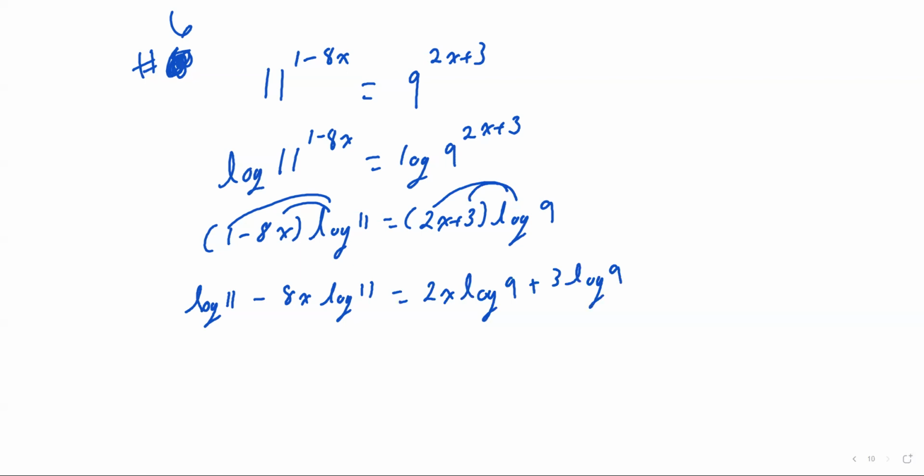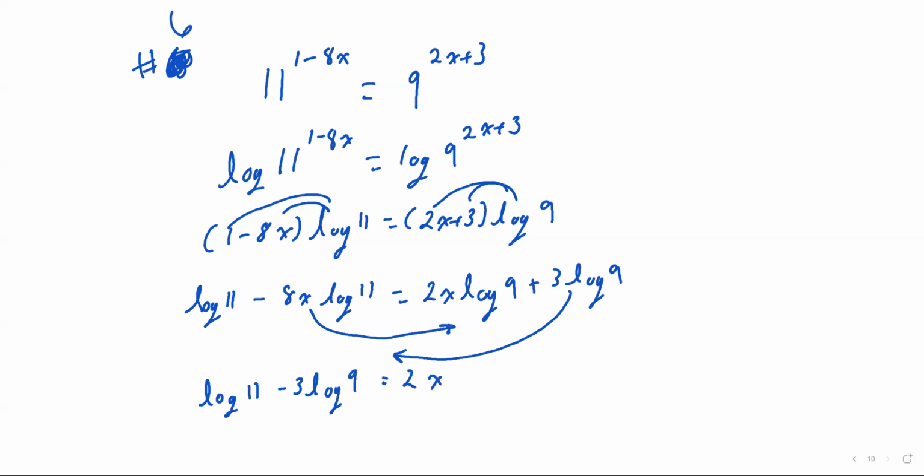Okay, so that's what I'm going to do. I'm going to add 8x over and subtract 3 log 9 over. So I now get log of 11 minus 3 log of 9 equals 2x log of 9 plus 8x log of 11. Y'all still with me? Okay.